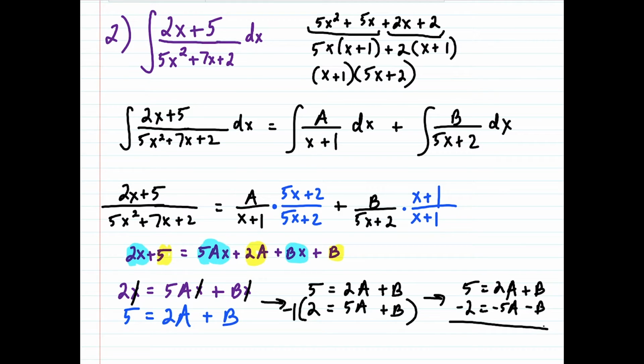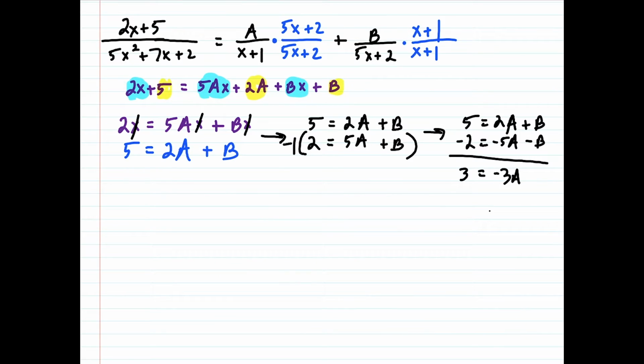So now when we add these equations together, we're going to have 3 equals -3a, and then b plus -b cancels out. So then to solve for a, we just divide both sides by -3, and this tells us that a is equal to -1. And if we want to solve for b, we could just plug a equals -1 into any of these original equations. So let's say we plug it into the 5 equals 2a plus b.